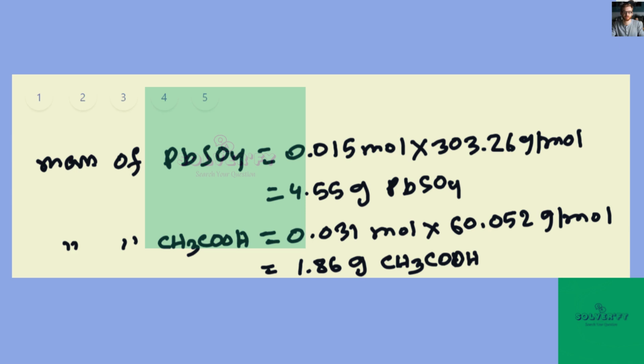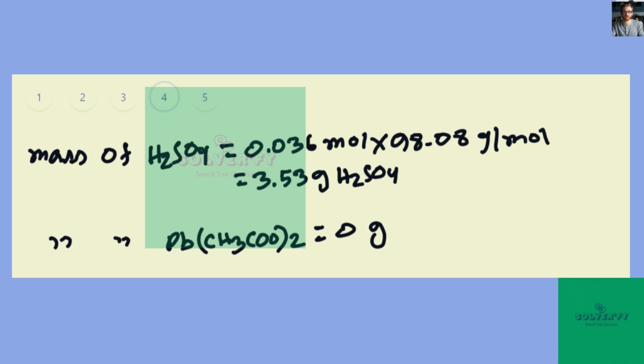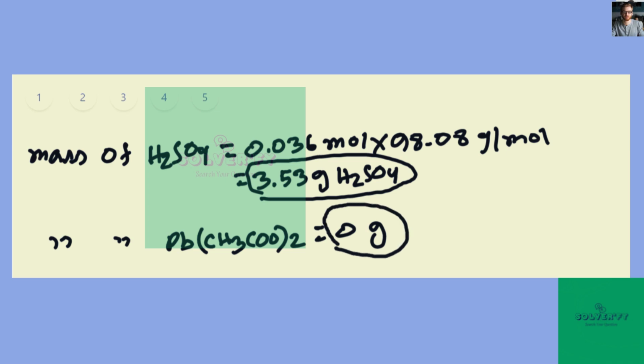So after the reaction is complete, in the mixture we will have 4.55 gram lead sulfate, 1.86 gram acetic acid, 3.53 gram sulfuric acid, and we will have no amount of lead acetate remaining.